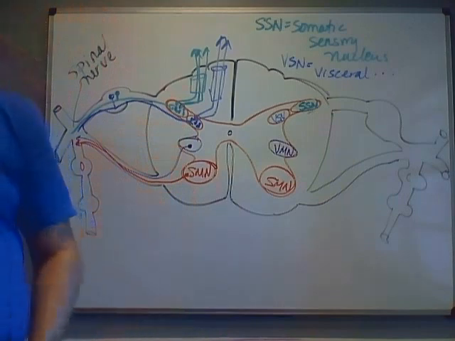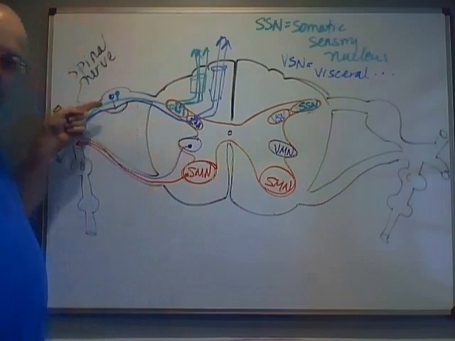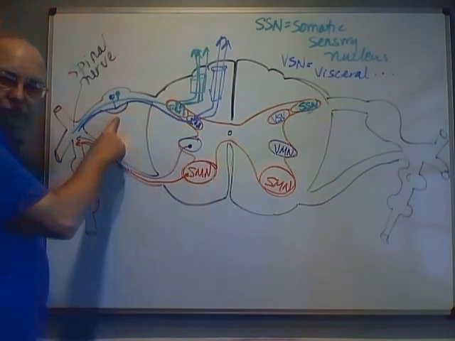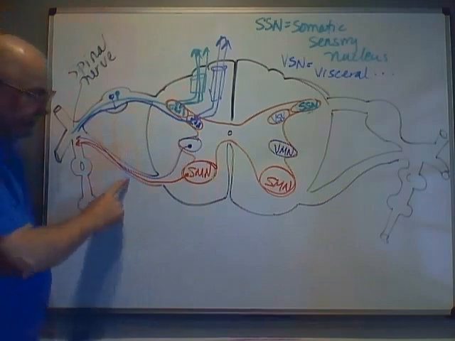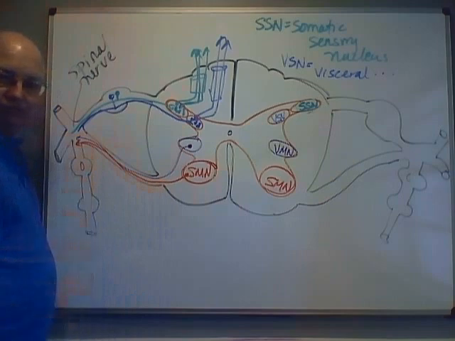Okay, so now the dorsal root, we already said, contains the axons of sensory neurons coming into the spinal cord. The dorsal root ganglion contains the somata of those incoming sensory neurons. And the ventral root is going to contain the axons of motor neurons exiting the spinal cord. So you should know those three definitions.